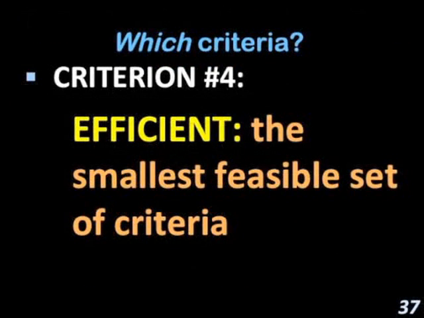Our fourth criterion for good criteria is that we need an efficient set. It could be an appropriate set. The criteria could all be valid and independent, but there's just too many of them. It would be not feasible for the assessor, and it would be overwhelming for the performer.